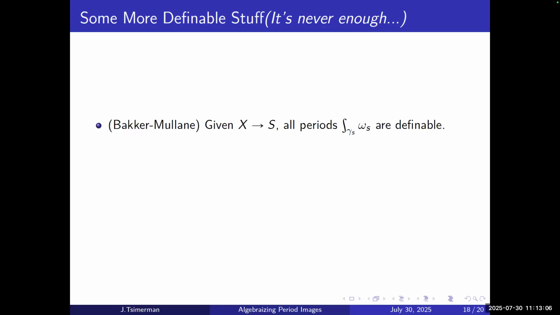I want to mention that there's a much bigger world of definable analytic things one can study. I want to single out this theorem by Bakker and Mullane, I'm mispronouncing that maybe, that says concretely, if you take any algebraic variety, we talked about the period map, so Hodge structures. Hodge structures are quotients of periods, right? The periods look at all integrals of all differential forms, and you only keep track of some kind of filtration. That's definable. But in fact, you don't have to do that. If you just look at all periods, those themselves are definable functions over the base, which is kind of nice.